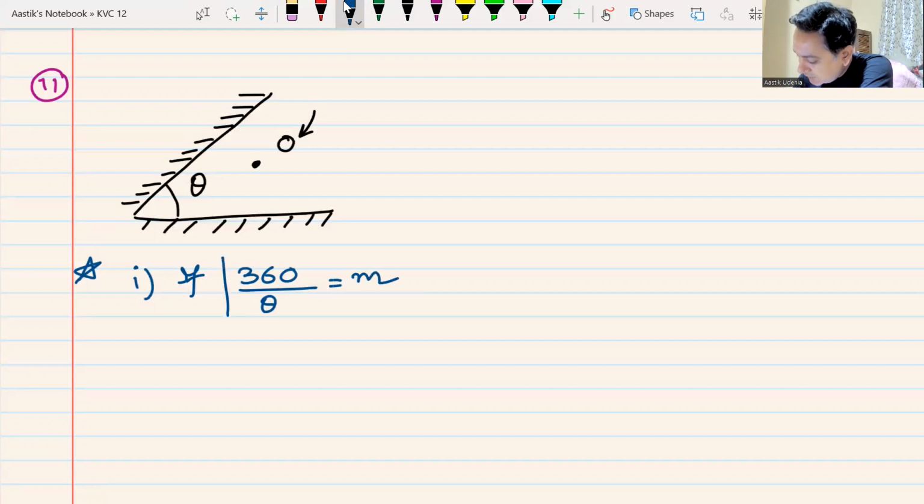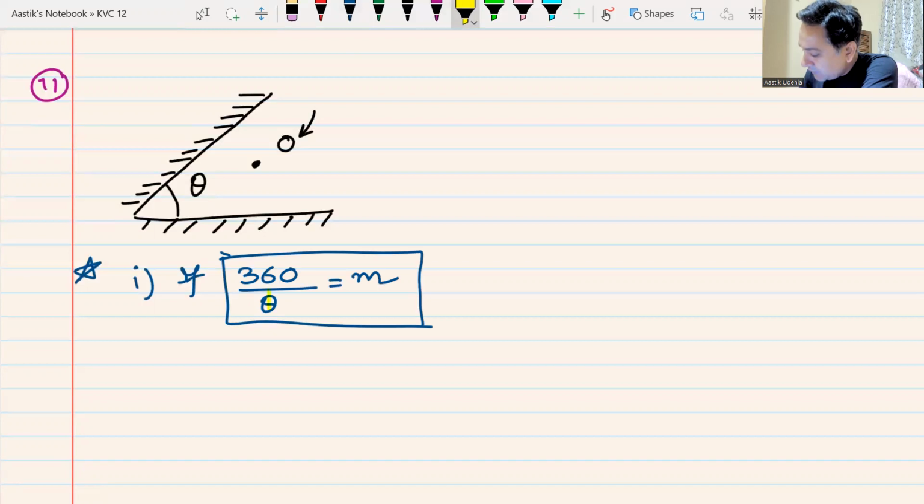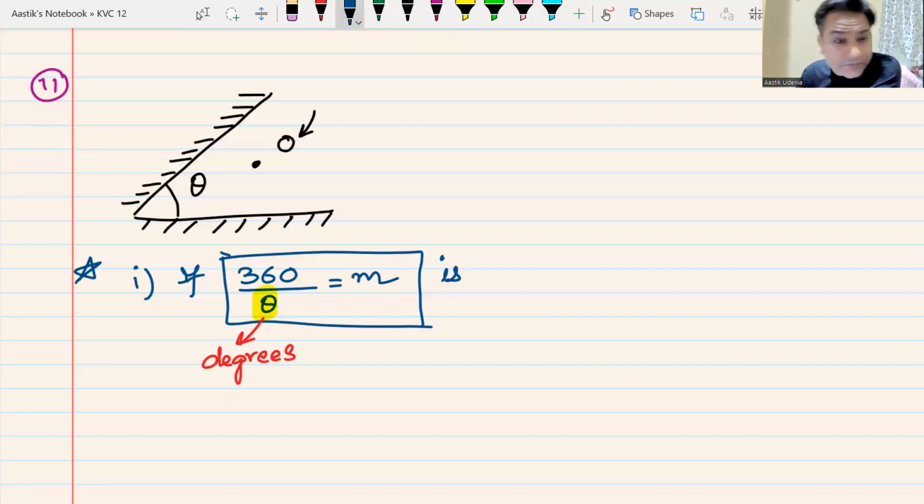If 360 by theta, and remember this theta is in degrees, not in radians, which is m, is even, 2, 4, 6, 8, 10, 12, 14, then the number of images, if I say n, which is the number of images, will be m minus 1.